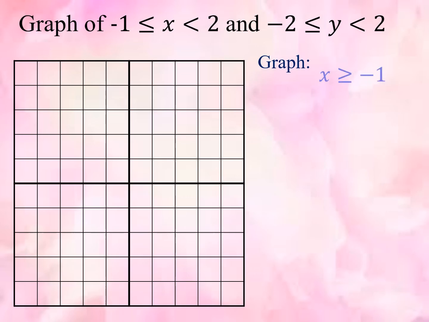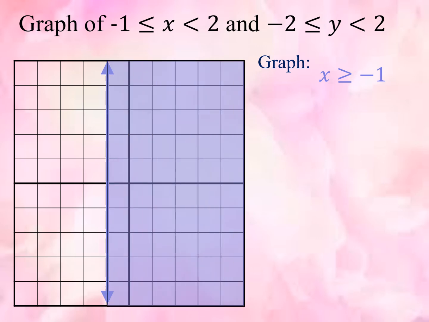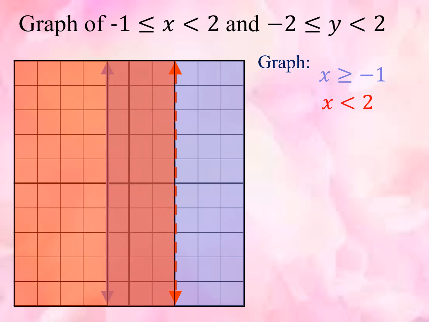So first locate x equals -1. And then we are going to draw a solid line, and the shading will go to the right. Next, x is less than 2. So locate x is equal to 2. And then from that, we are going to draw a broken line, and the direction is going to the left because it is less than.